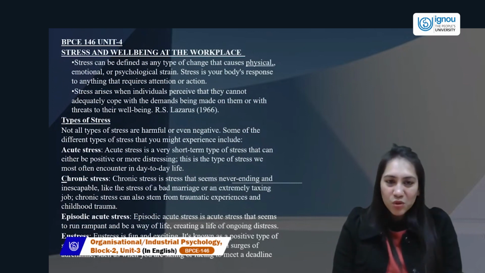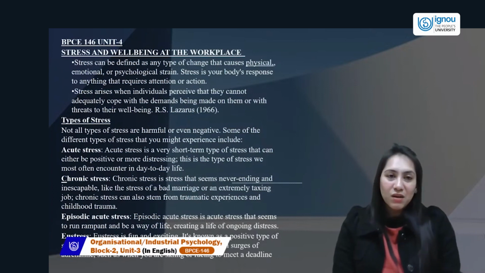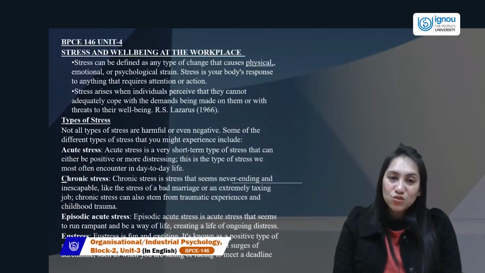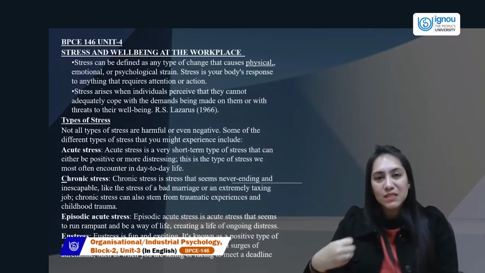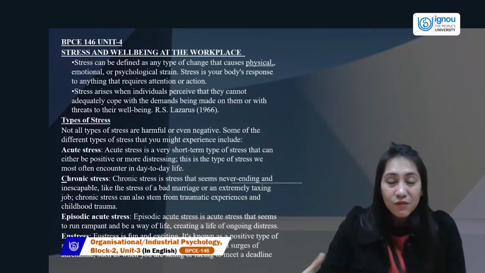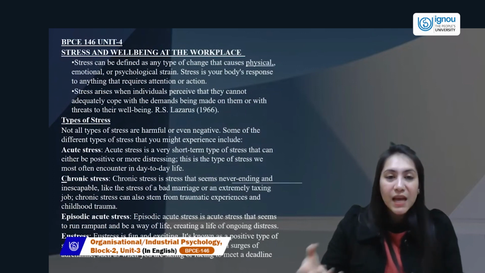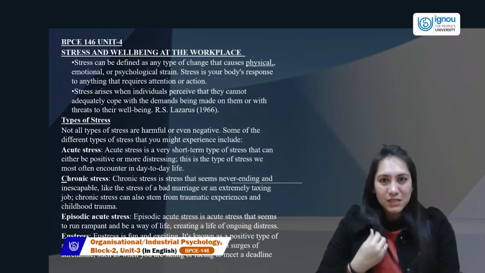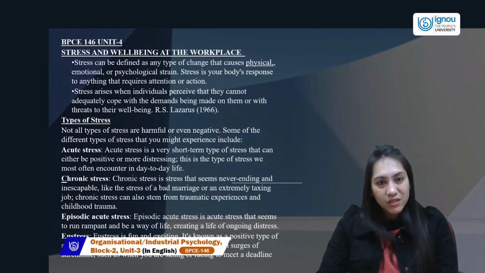Stress is an ongoing process of life. It is not embedded in a situation, but it is a part of life. So stress can be defined as any type of change that causes physical, emotional, or psychological strain. It does cause you physical strain. It does cause you emotional strain, where you overthink a lot, you start comparing yourself with people, you have mood swings, and obviously psychological strain when you're frustrated. There's so much conflict within your mind.